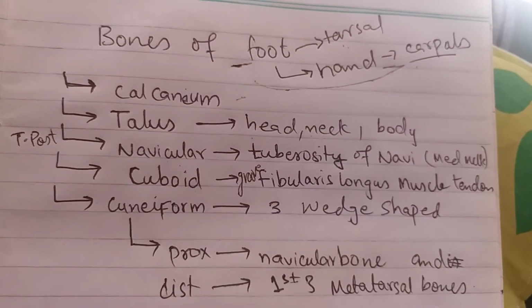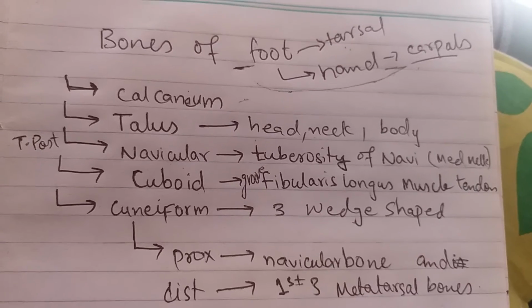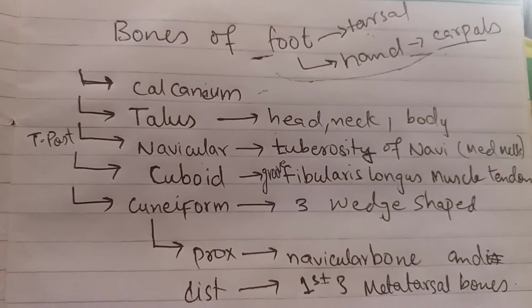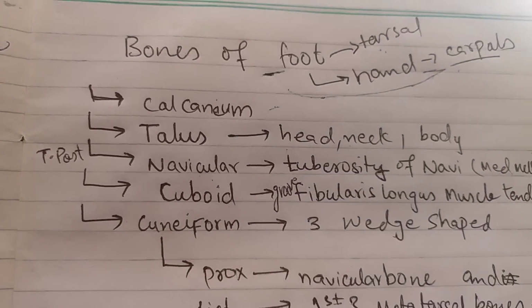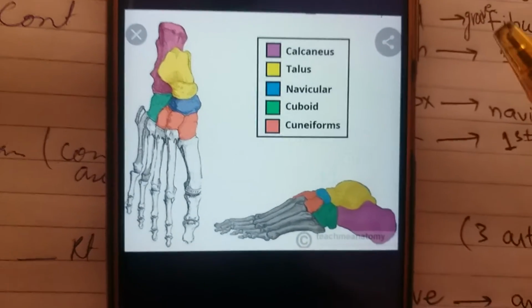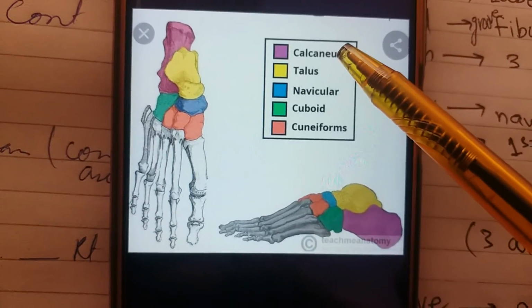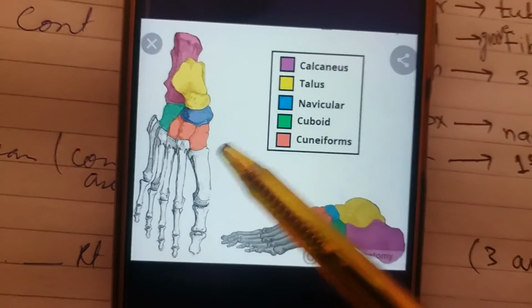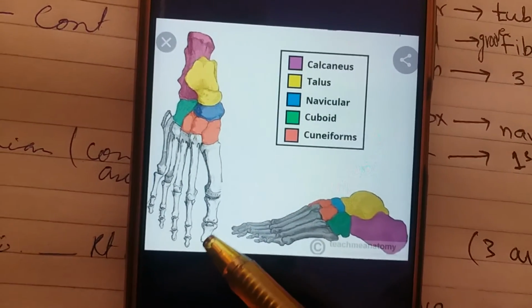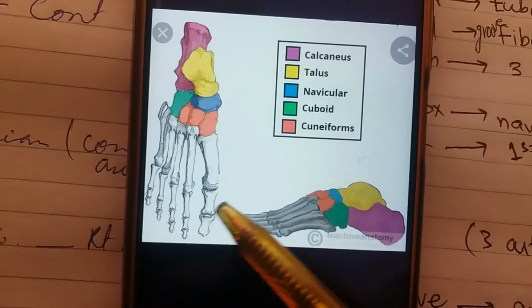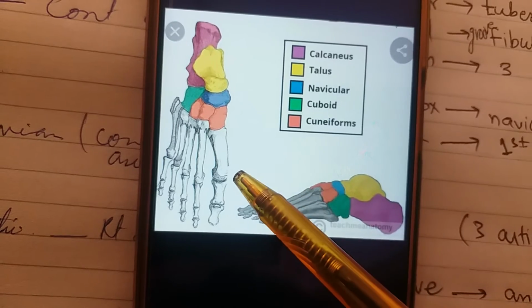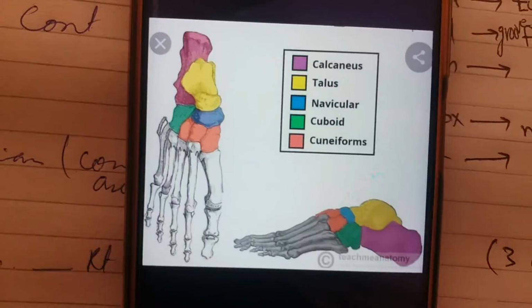Until now, I just told you about the tarsals. There are also the metatarsals and phalanges, which are the bones of the foot. Okay, so this is the diagram. I want to tell you about all the bones of the foot. First of all, these are the tarsals. These are metatarsals, and these are the phalanges, right? See, tarsals, metatarsals, and phalanges.